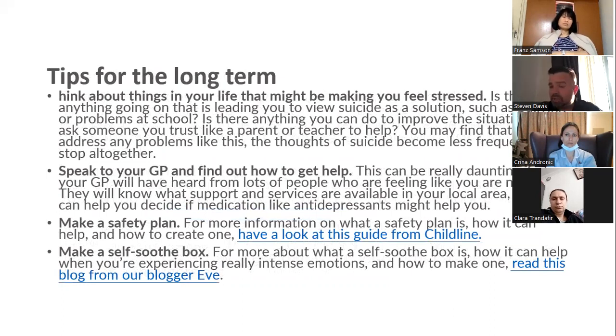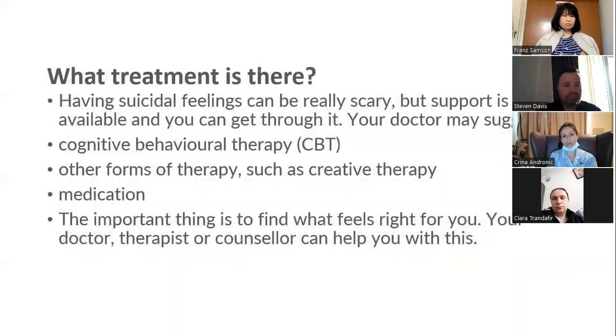Tips for the long term. So if this is for someone that lives with suicidal thoughts, I think that's when to think about things in your life that might be making you feel stressed. So it's about managing those problems and teaching people resilience skills. Because again, they may not feel that there's any other way around. Speak to the GP about getting help, make that safety plan. And again, you can click on that link and it'll take you to a safety plan. And again, you can make a self-soothe box.